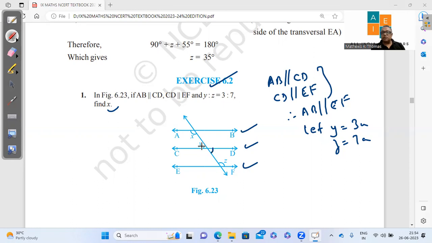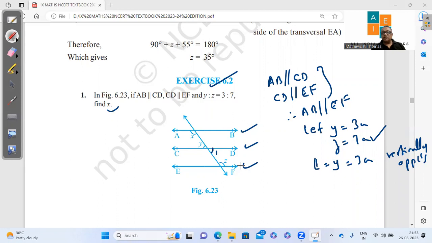So if I look at this angle Y here and this angle here, these are vertically opposite. So I can say that angle 1 is equal to Y, and the Y value we have assumed as 3A. Vertically opposite angles are equal, right? So angle 1 and Y are equal and Y is 3A. So angle 1 will also be 3A. And Z is already assumed as 7A.